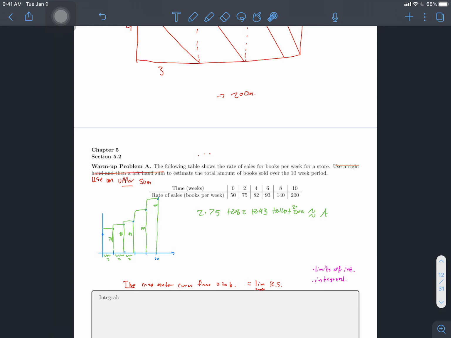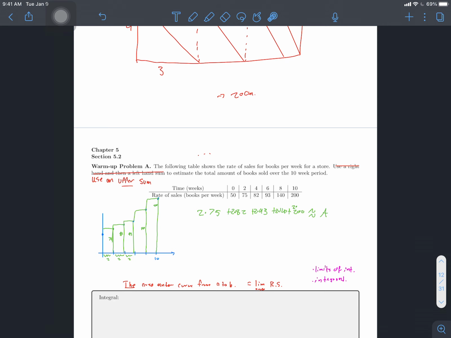Yeah. So let's say the table wasn't given to us, but the x values were, and then to find the height, you just plug the x values into the original function. Mm-hmm, exactly. Yep. But you would have to choose between, well, is the function value higher on the left or on the right, right? Since we're doing an upper sum for this case. But yes, you're right. Any other questions?